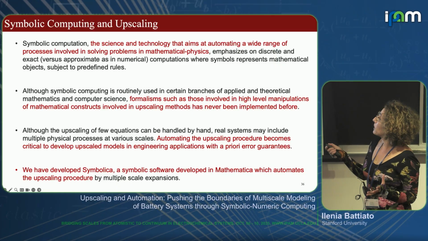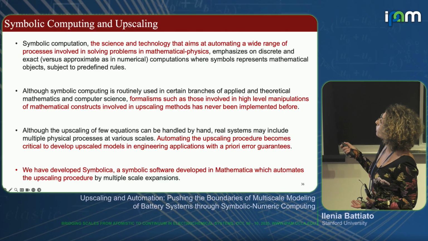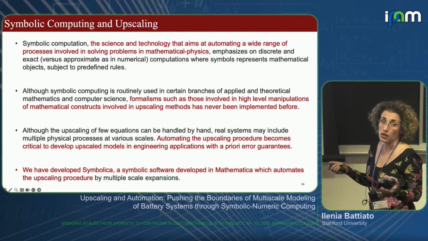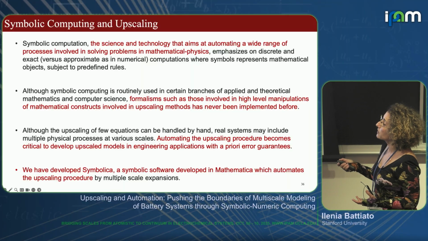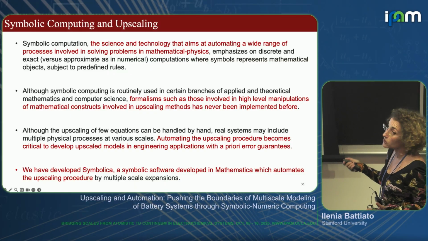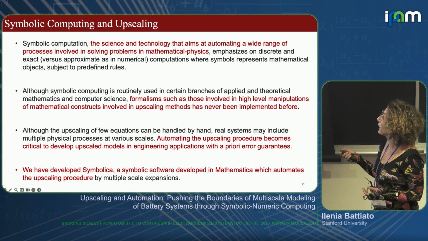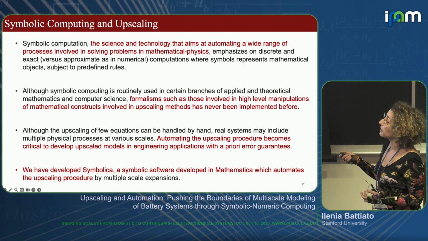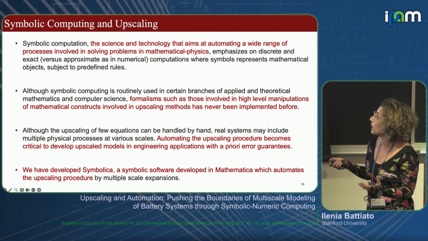I'm going to be very brief here, but essentially symbolic computation is the science and technology that aims at automating a wide range of processes that are involved in solving problems in mathematical physics. And again, it's very different from numerical computing because it emphasizes discrete and exact computations versus approximate computations as in numerics. And the symbols represent mathematical objects that are subject to predefined rules.